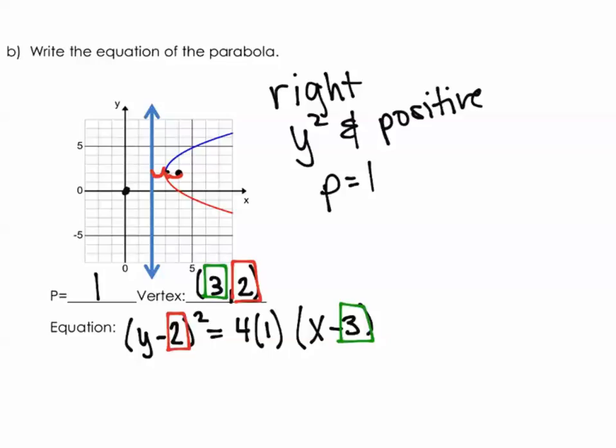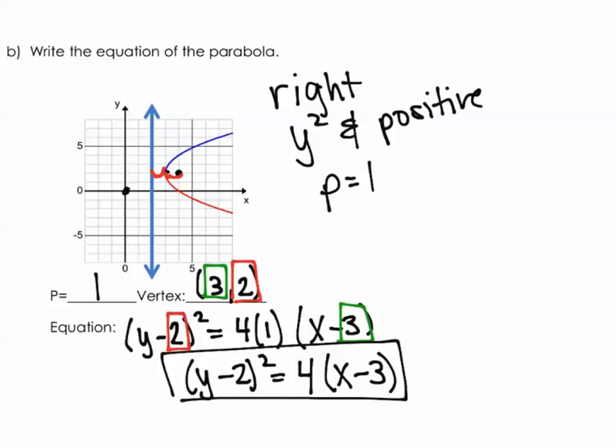So if you want to write this out for your final answer, you'll have y minus 2 squared equals a positive 4 times x minus 3. Leave your answer like that. You would never distribute that 4 into the parentheses. That's just not how we graph a conic form for parabolas.